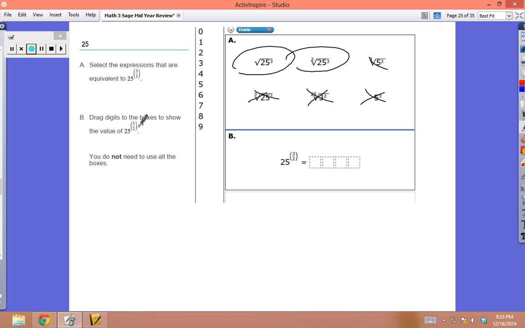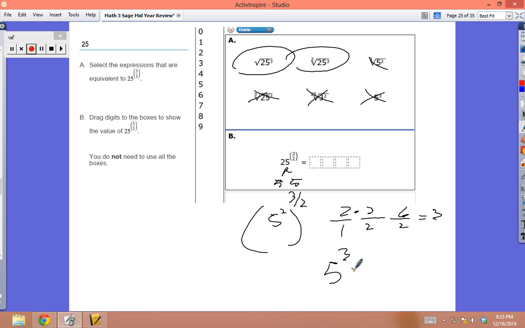Drag digits in the boxes to evaluate. So let's evaluate 25 to the 3/2. Break up 25 and change it to 5 squared. So if you've got 5 squared to the 3/2, multiply your exponents, so it's going to be 2 times 3/2, so that will be 6/2, which is 3. And 5 cubed is 125. So 1, 2, 5.